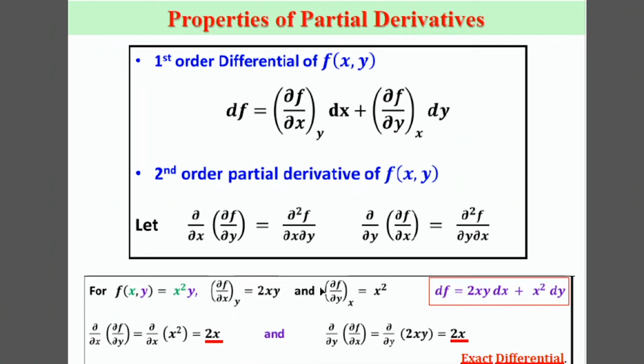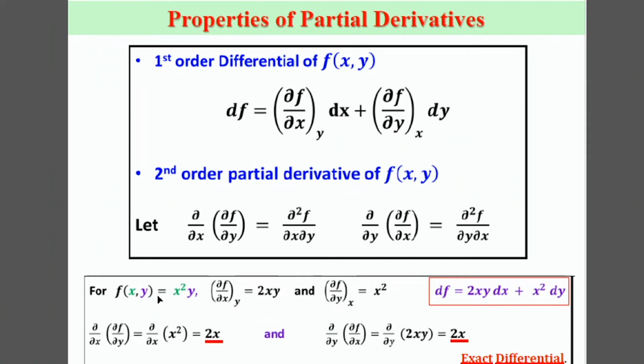Similarly, if I take the first differential with respect to y, keeping x constant, it is x square. Now I differentiate this with respect to x, keeping y constant. So that's what we have done. What do you get? You get 2x. So you understand that for this sort of function where the double differentials become equal, then we say it's an exact differential.